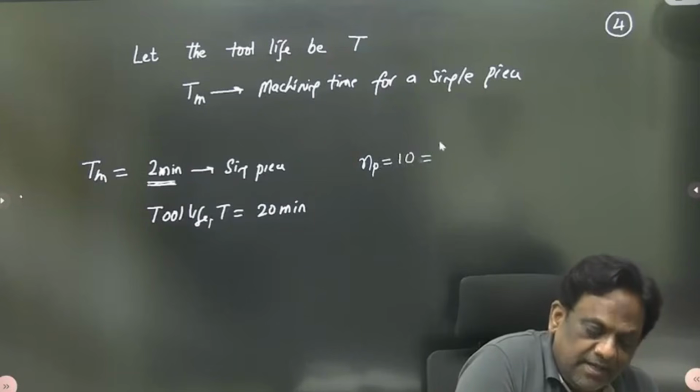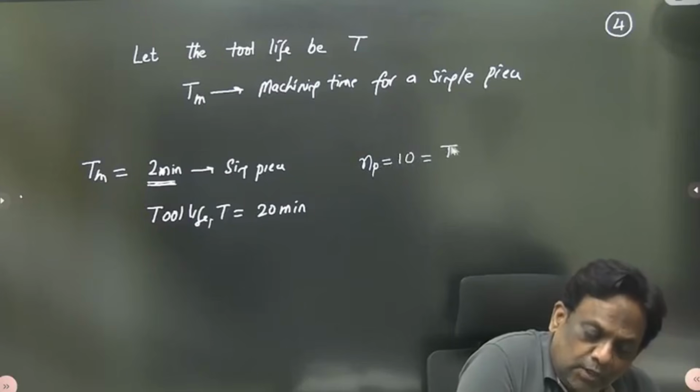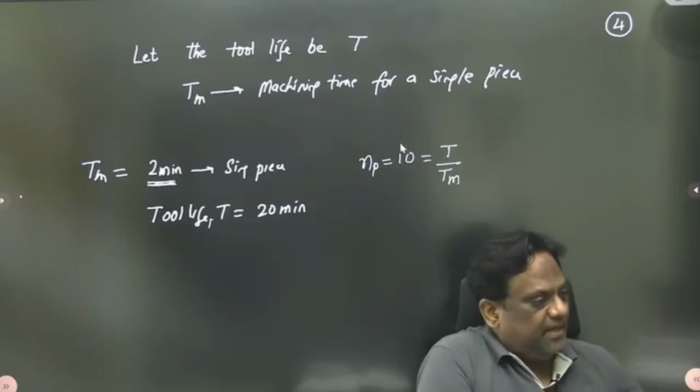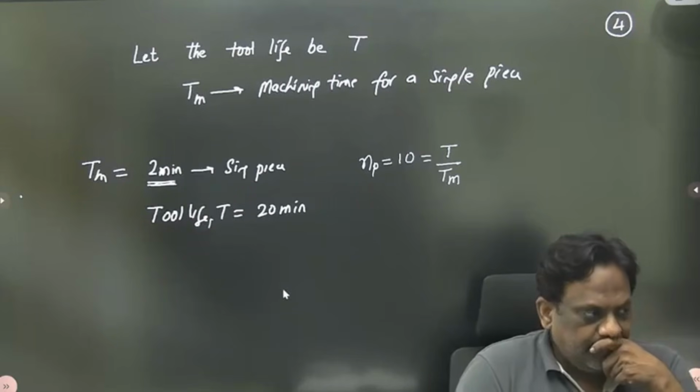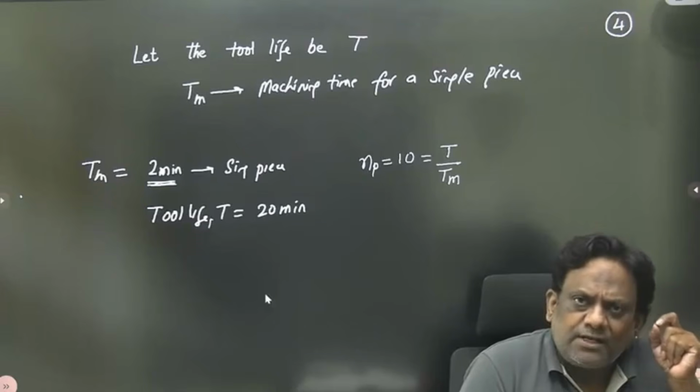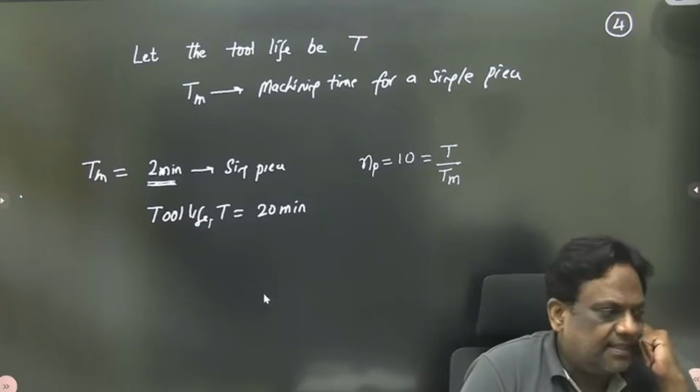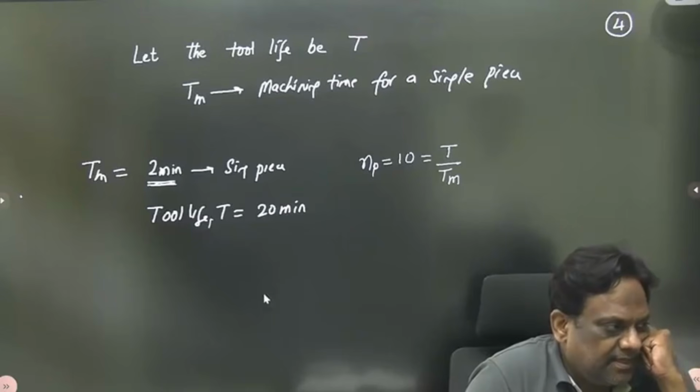How did you get the 10? That 10 is obtained by total tool life by machining time of single piece. This is the equation for NP. Please बताइए, is it clear, sir? Is the number of components that you are producing clear, sir? नहीं आ रहा है सर, समझ में नहीं आ रहा है सर.